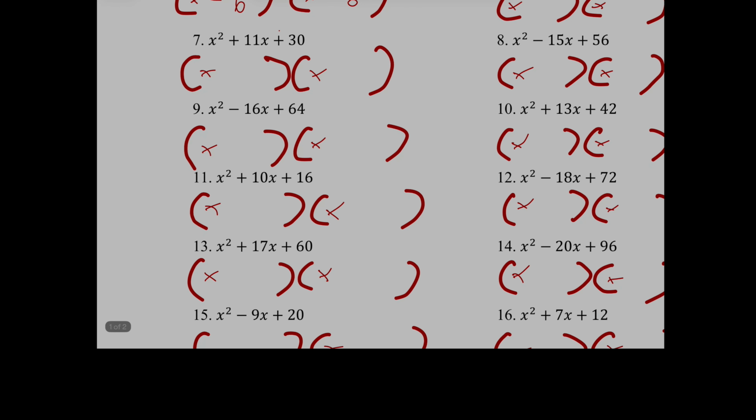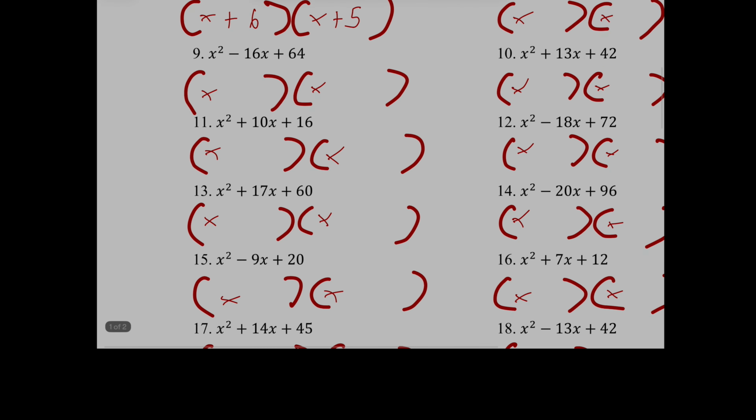Third term positive, signs are the same. Take the sign of the middle, which is going to be positive, positive. What multiplies to 30 and adds to 11? 6 and 5.